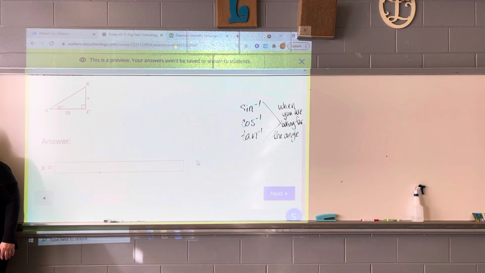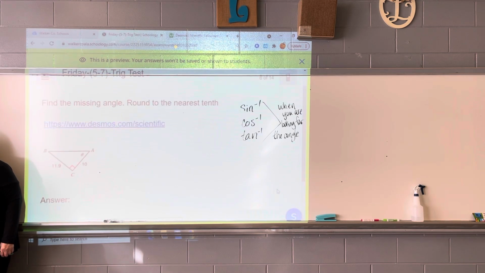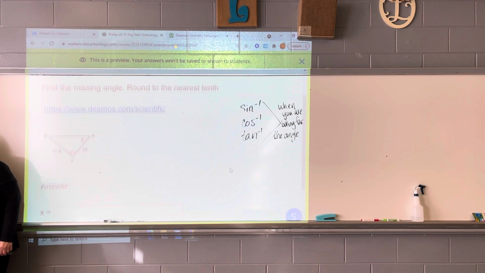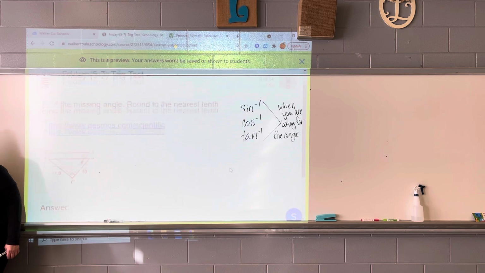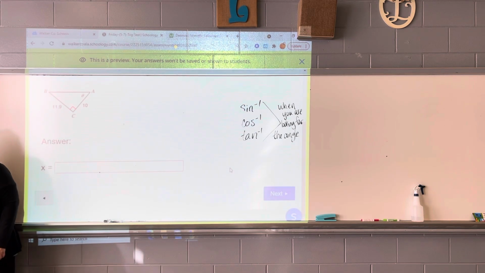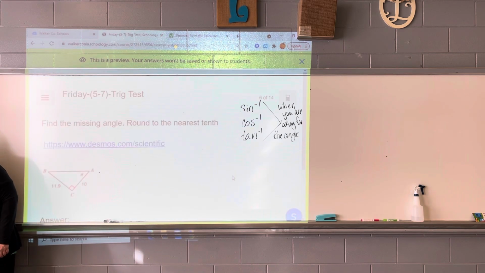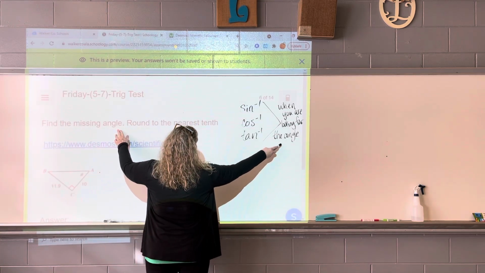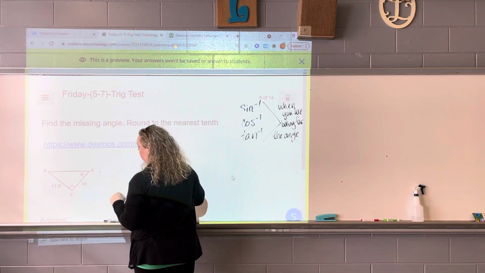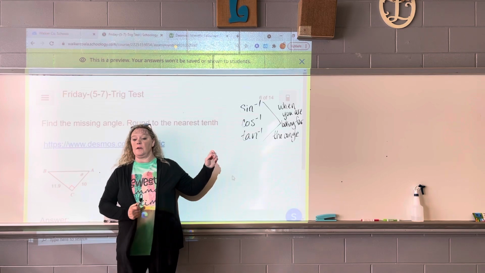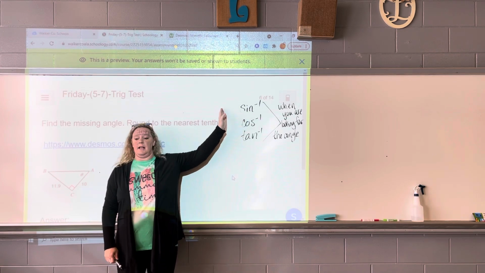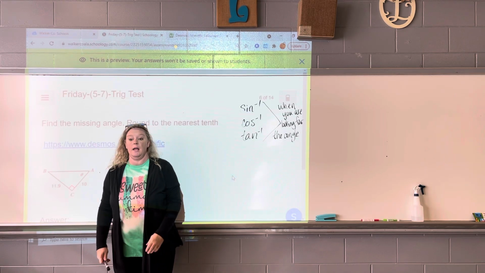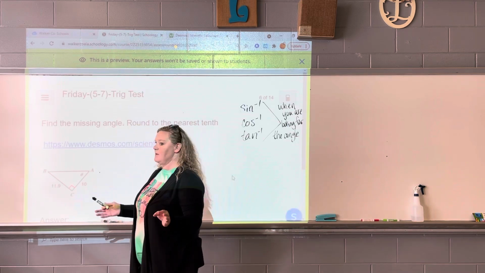Then, same thing here. It's the same kind of problem. This time you're finding the angle. So what am I going to use when it says missing angle? What do I use? That's when you're going to do the inverse functions, right? That's when you're going to use sine -1, cosine -1, tangent -1. How do you know which one? Same way we did on the other ones.